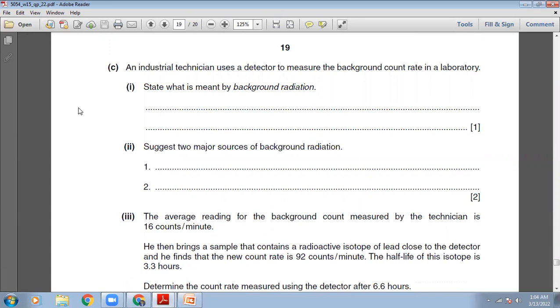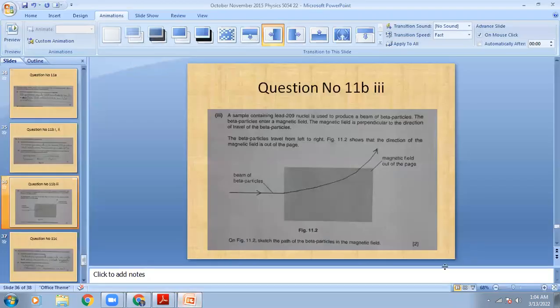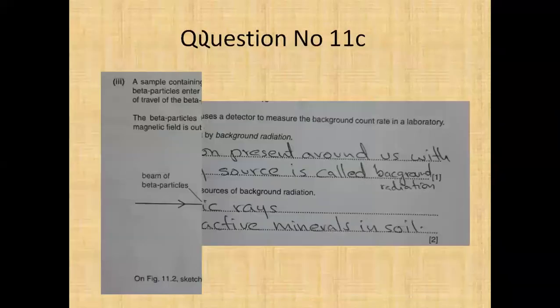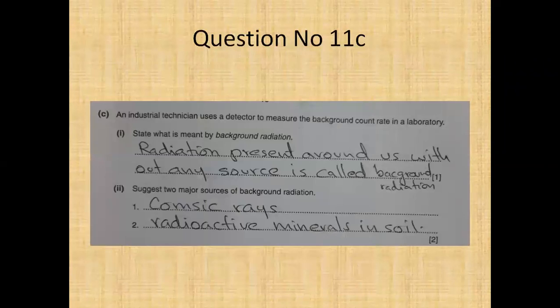You see, the background radiation is the radiation which is all the time present around us without any known sample of the radioactive material around us. The radiation which is all the time present around us and our bodies, our plants, our animals, they are used to that radiation. That radiation is called background radiation. So let me read the answer for you. Here we go. Radiation present around us without any source is called background radiation.